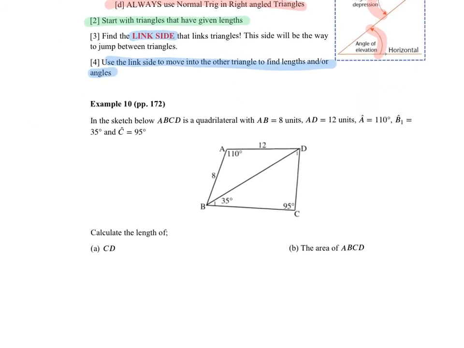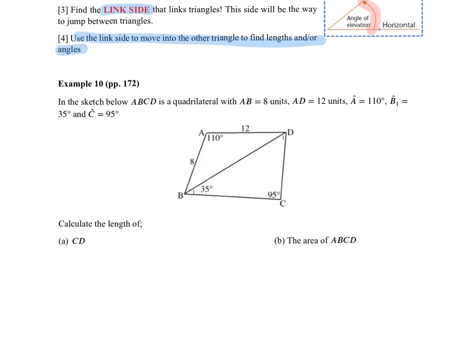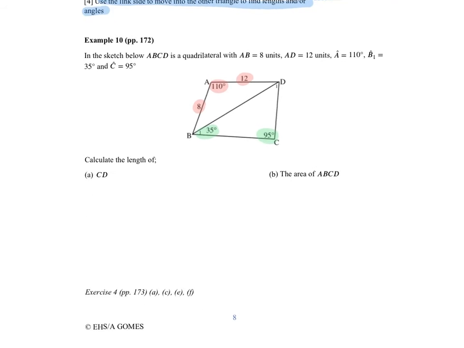All right, so let's have a look at the first example here. All right, so in this sketch, you can just see what's on the diagram here. It is a quadrilateral. It doesn't specify what type of quadrilateral. They've given you AB is 8 units. So you've got some information. You've got AD is 12 units. You've got angle A is 110 degrees. And then in the other triangle, you've got B1. You've got angle C given to you there. And then they've asked you to calculate the length of CD.